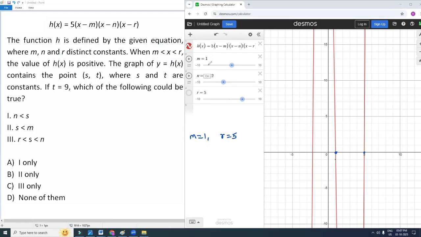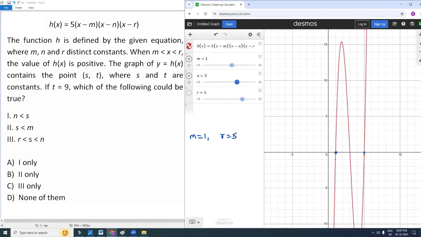Now let's take a value for n so that it's between m and r, that is between 1 and 5. Let me move the slider over here. Here I have taken n equals 3. So 3 is a value between 1 and 5. When I take a value for n between m and r, here I find part of the graph above the x-axis and part of the graph below the x-axis. That is, in the interval of values of x over here, for some values of x, h of x is positive, and for some values of x, h of x is negative.